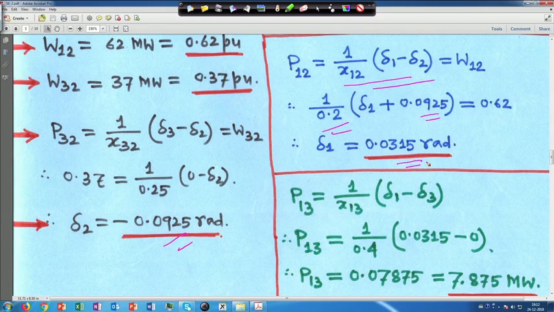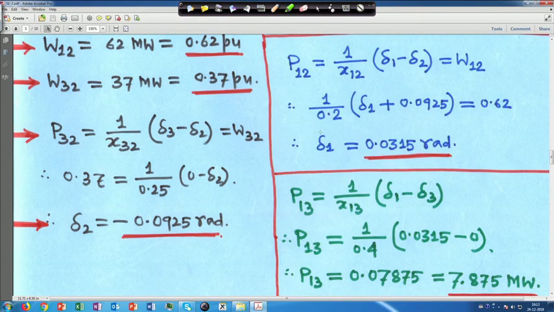With this, if you calculate the power flow in line 1 3, because we have considered the 2 readings, right. If you consider the power flow in the line, so 1 upon x13 into delta 1 minus delta 3. So, P13 is coming actually 7.875 megawatt, right.